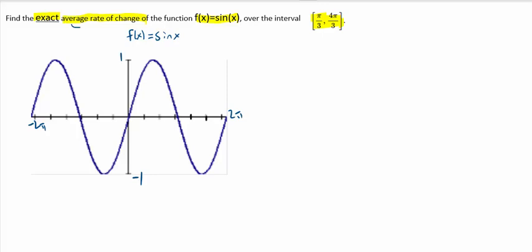So graphically, the average rate of change of a function is the slope of a secant line connecting 2 points on the curve, and those 2 points would have x values of pi over 3 and 4 pi over 3 because those are the x values in the given interval. This is x1, this is x2, if you will.